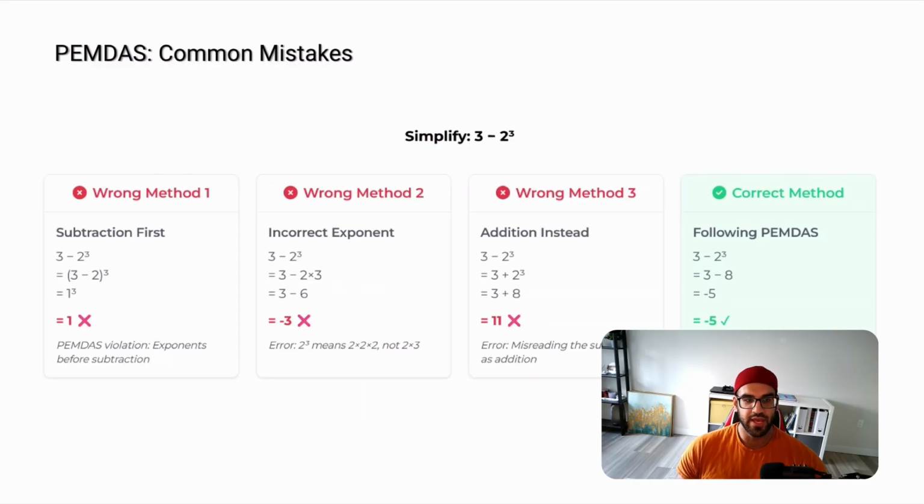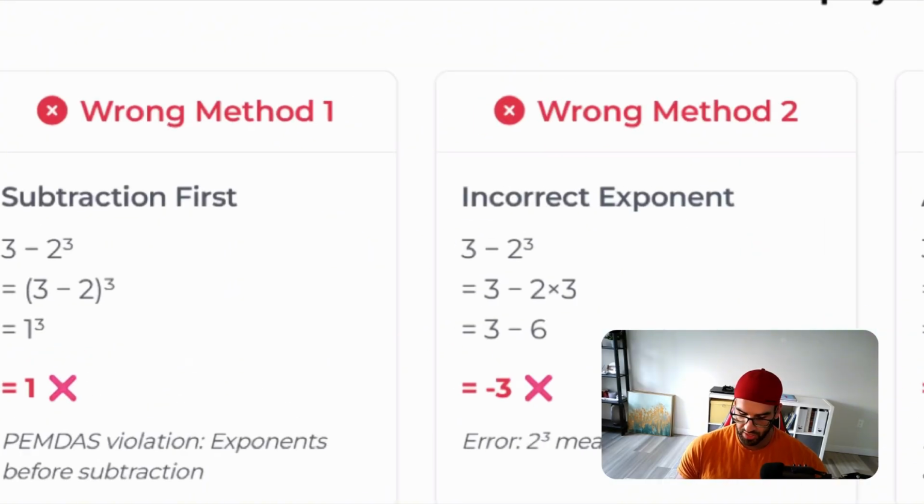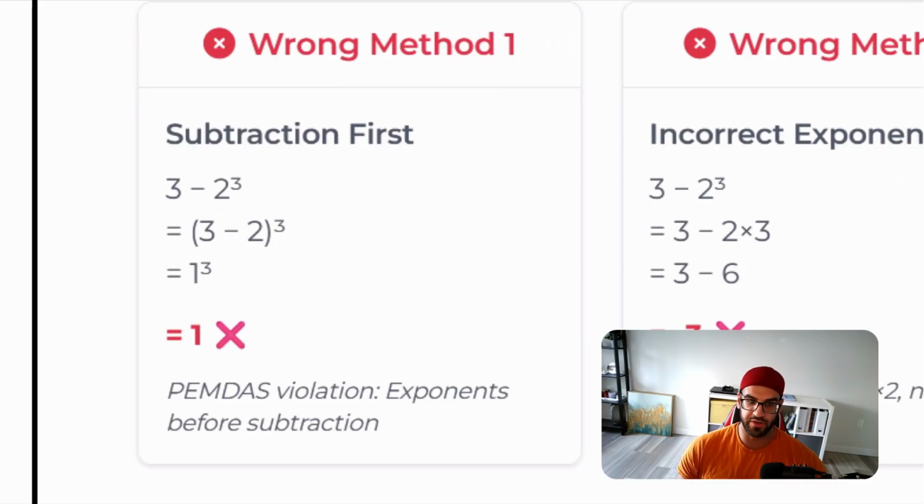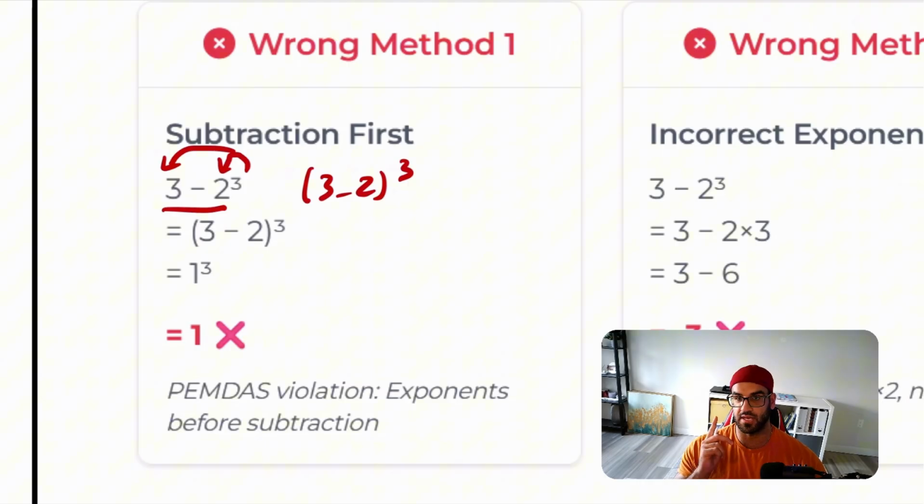The first one is wrong method number 1. It means that I have 3 subtracted by 2 to the power 3. Sometimes, since you see the power, it is a very common mistake that some students get confused and think that 3 is also going to be considered for this 2, or that the power applies to this one as well. So they do something like this and find the wrong number.